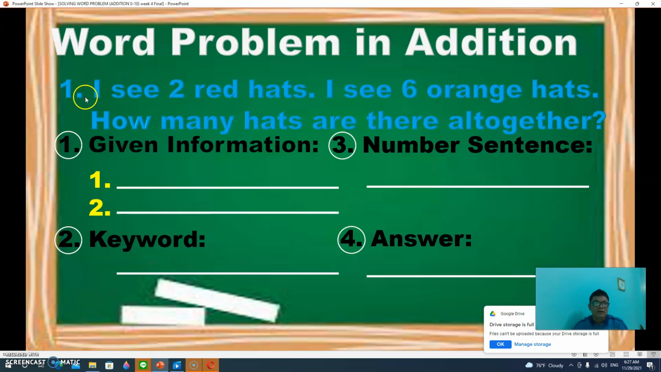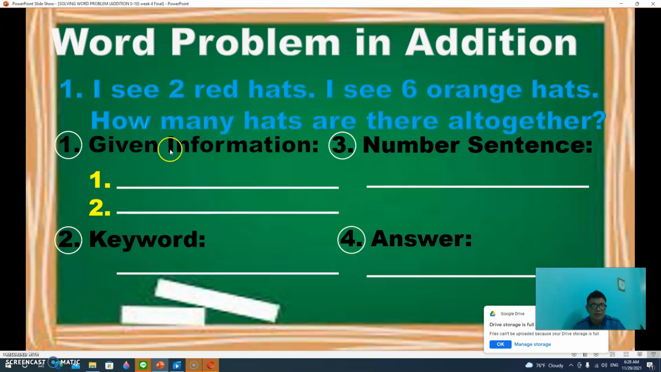So let us read. I see 2 red hats. I see 6 orange hats. How many hats are there altogether? Okay, so you're going to write given information. Number 1, I see 2 red hats. Number 2, I see 6 orange hats.